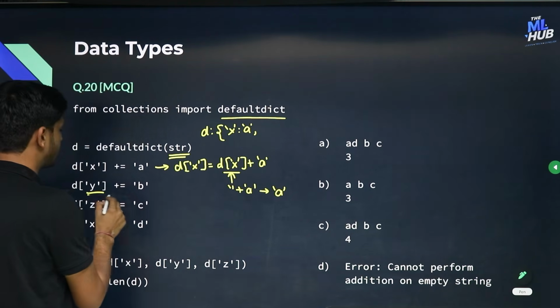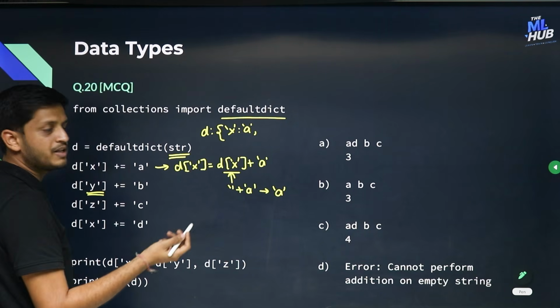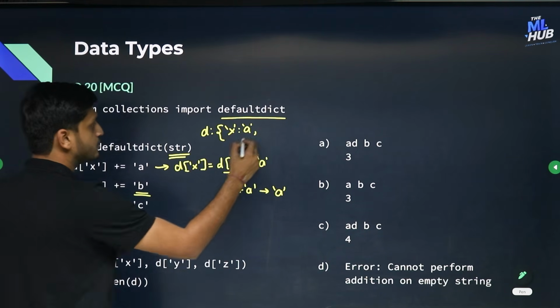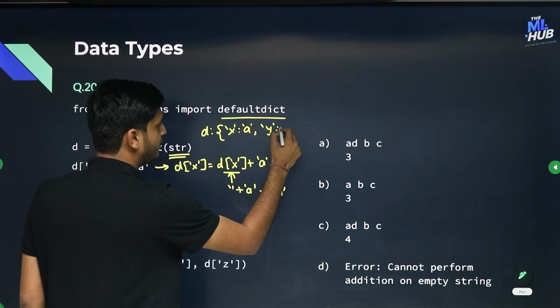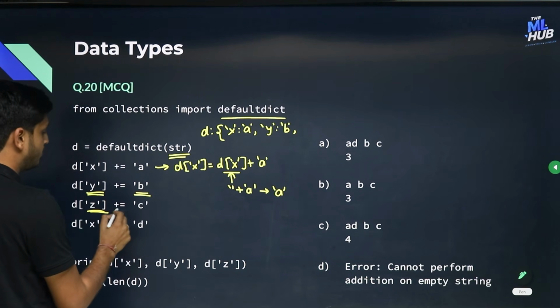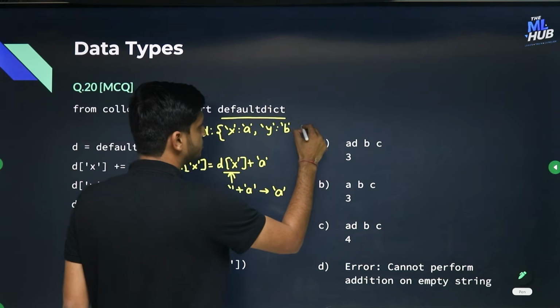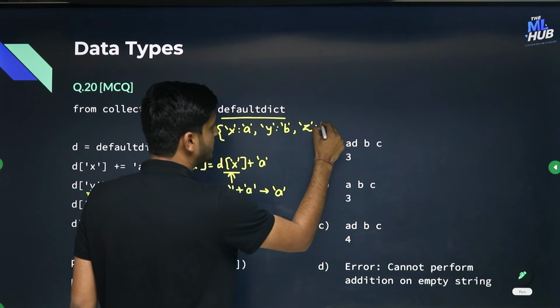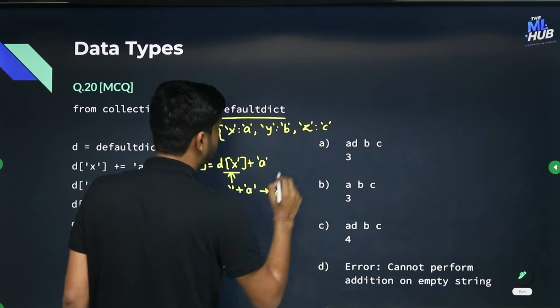Similarly for y also you are doing it. y is also not present, empty string will be there, and you are adding b. So for the key y, the value is b. Similarly for z, you will have value as c because z is also not present. It will add empty string to the string c, and this is what will happen.